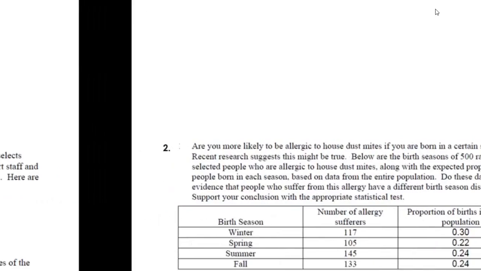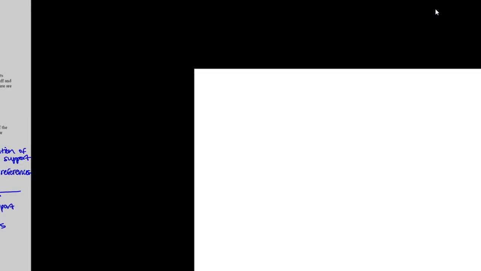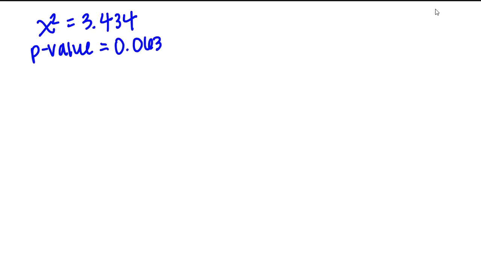So what I'm going to do is just write all that down. I don't have room, so I'm going to need a new sheet. Hold on. Okay, so I write chi-squared equals 3.434. My p-value is, what is it? 0.0631. And my DF equals 1.